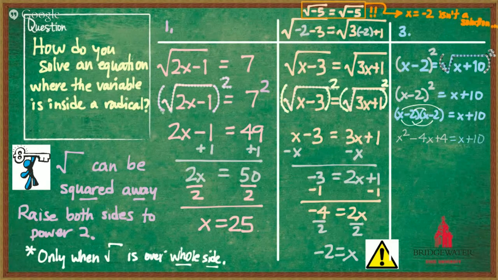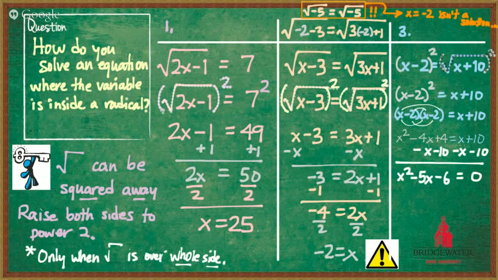Okay, great. So now we've simplified the left-hand side and the right-hand side. But I have x's on both sides, and so I should fix that by subtracting to move x's from one side to the other. I'm going to subtract the x from the right-hand side to move it to the left. I'm going to also subtract the 10 from both sides. In doing so, I'm going to end up with an expression on the left, x squared minus 4x minus x is going to give me minus 5x, plus 4 minus 10 is going to give me minus 6. And on the right-hand side, I'll have 0.